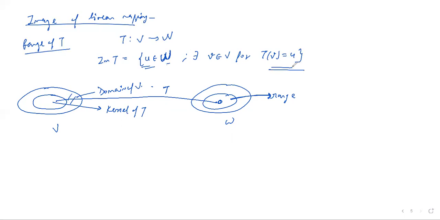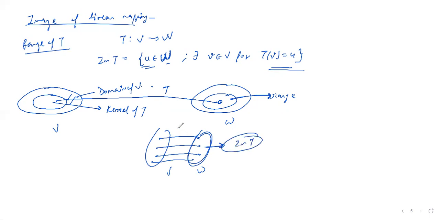Yes, you got it. Let's say this is my V, this is W, and we are mapping it like this. The transformation goes like this. Then all those vectors in this W vector space that are reached by the transformation form the image of the transformation. These are our image of T.